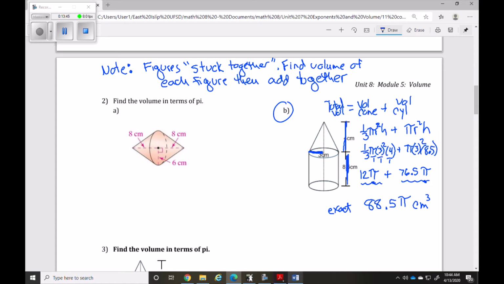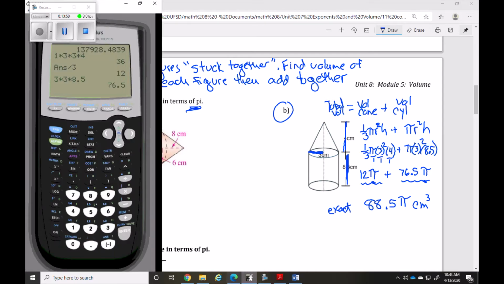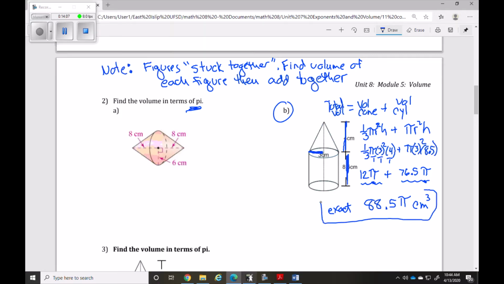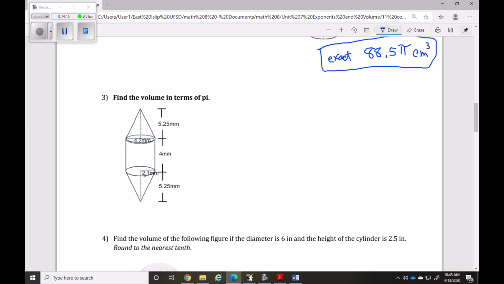If they wanted a rounded answer, they don't. See, it says in terms of pi. But if they did, I would take this 88.5 and multiply it by the pi. And that would be a rounded answer. If I rounded to the tenths, it would be 278.0. But again, they just wanted an exact answer, so I'm done with this question. Next, I just want to look at with you number 3. These are 3 figures stuck together, so find the volume of each and add it.